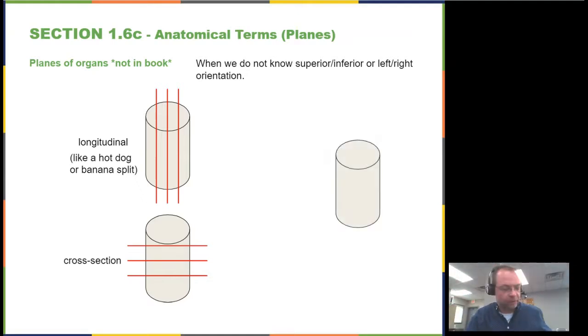And the last one we're going to look at is any slice that is not along the long axis and not perpendicular to that. So by definition, that would be on a diagonal. Slice, slice, slice. So the term we use to describe these kinds of slices are oblique.